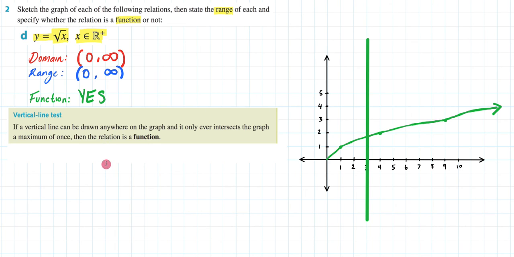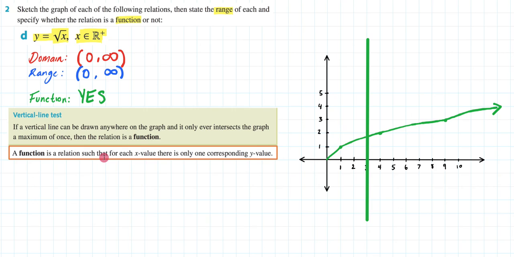And just so we remember, this is tied to our definition of a function, which tells us a function is a relation such that for each x value, there's only ever one corresponding y value. So that is really proved by our vertical line test. Hopefully this was helpful in doing this question.